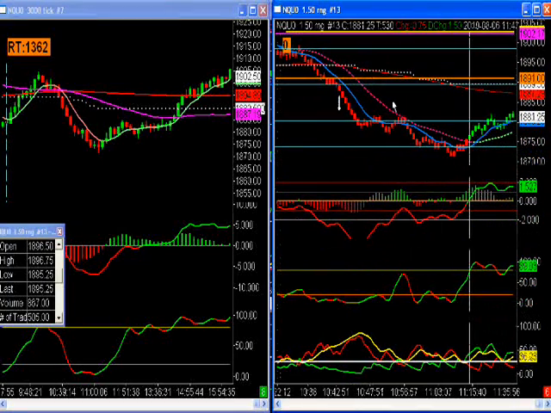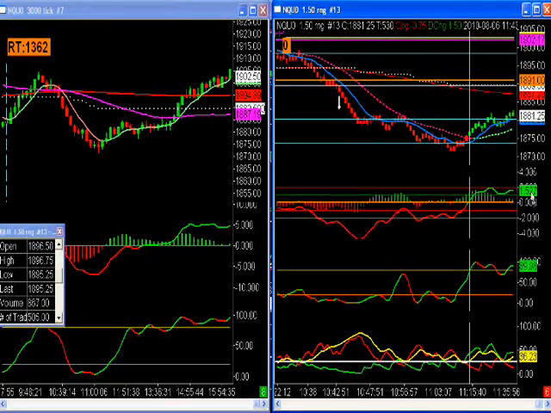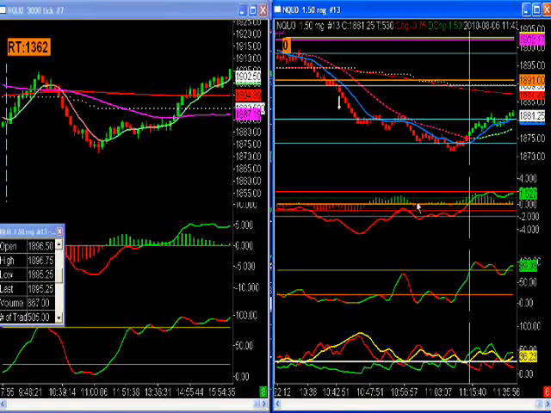And so if you took this short, no matter where you took it, if you decided to take it up here or down here, it worked out very nicely. And no real opportunity for a re-entry after this one. You do turn back to red here, but I just want to point out that you do have some divergence when you turn red here, meaning you've got lower lows here than here, while here on your MACD you're actually getting higher lows.